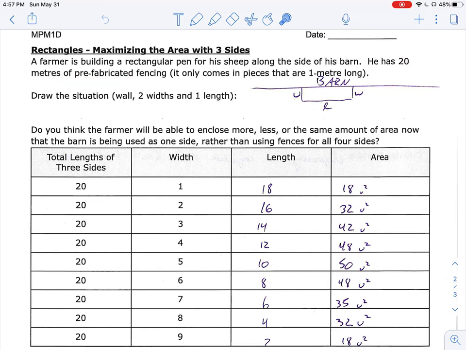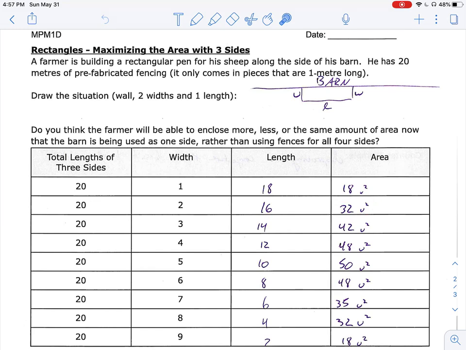Meters of prefabricated fencing. Well, with a width of 1, so this would be 1, this is 1, that would give us 2. Our length would be 18. So our area, 1 times 18, would be 18. If I have my total area, the total length of the 3 sides is 20, my width is 2 on either side, that means my length is 16, I would have an area of 32.